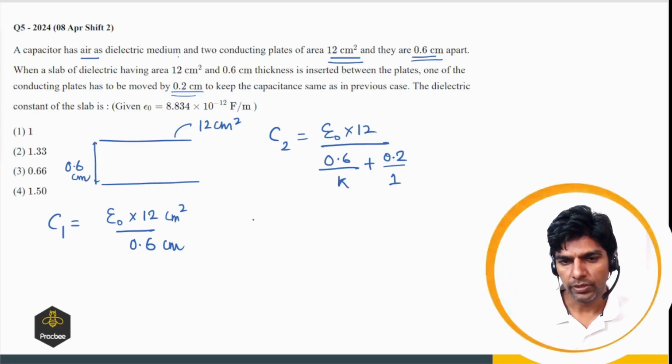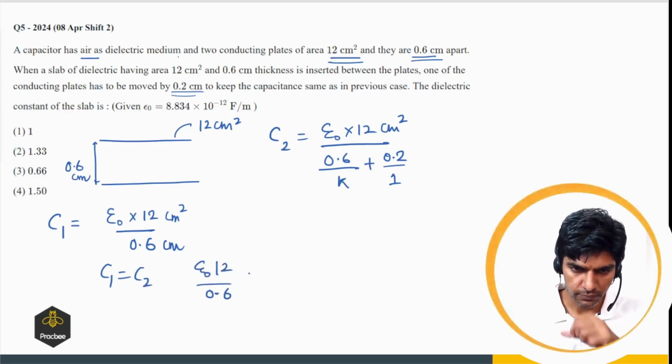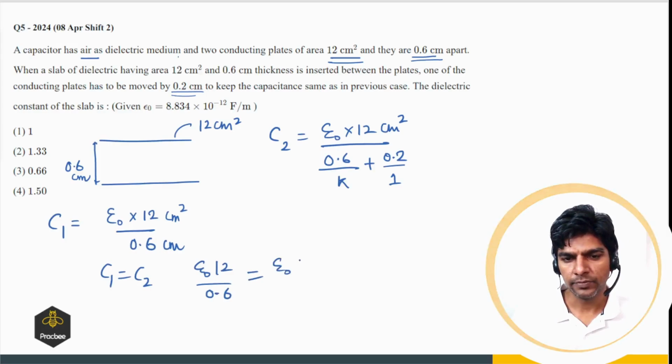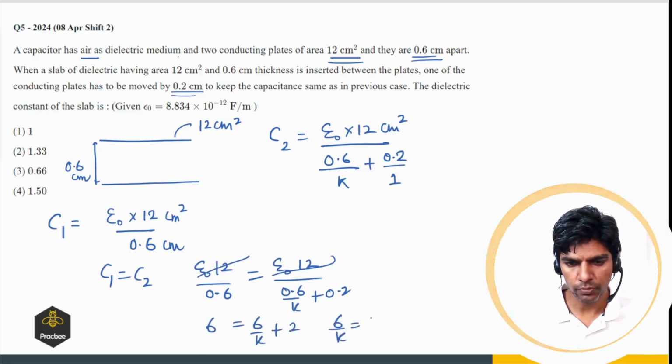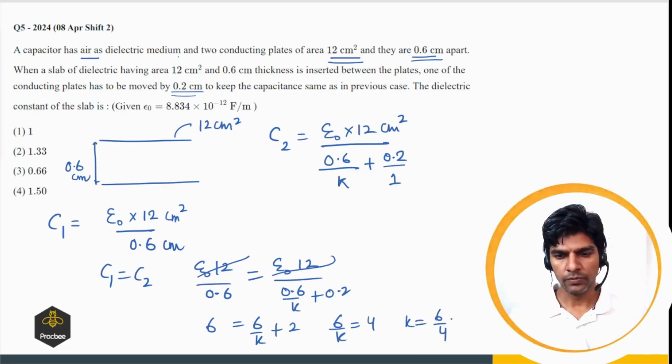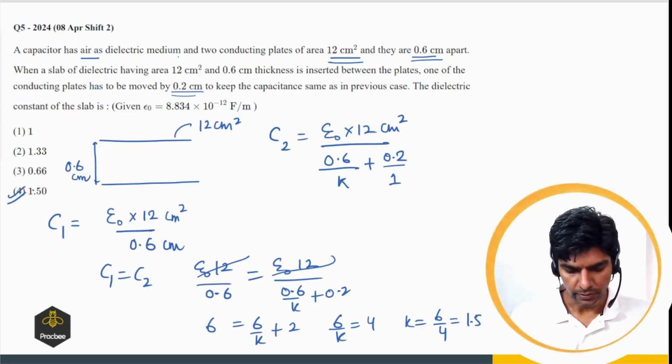And C1 and C2 both are equal, that is given in the question. So C1 is equal to C2. So epsilon naught times 12 divided by 0.6 should be equal to epsilon naught times 12 divided by 0.6 by K plus 0.2. So this will get cancelled out. So from this we can say 6 is equal to 6 by K plus 2. So 6 by K comes out to be 4 and K comes out to be 6 by 4, which is 1.5. So option 4 is the right answer.